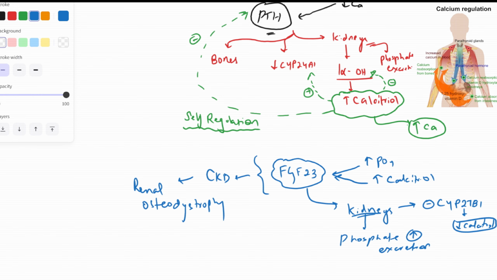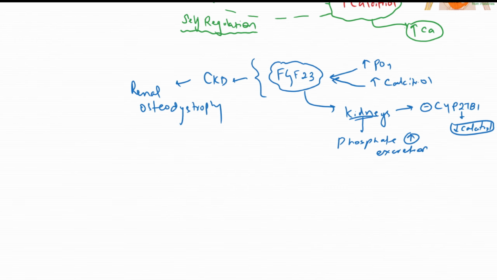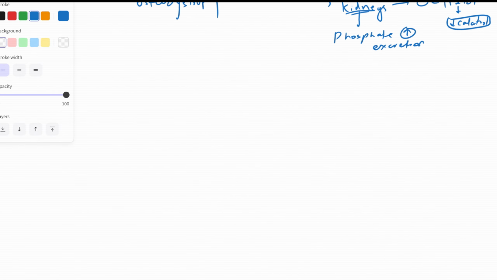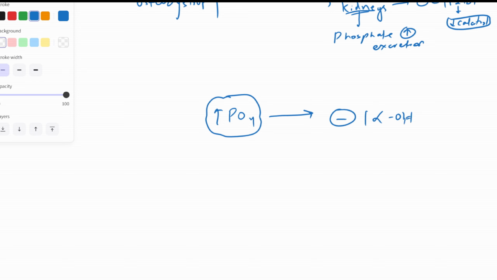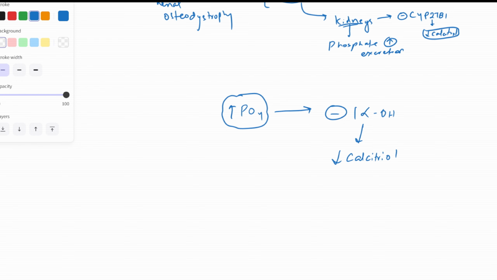Now, phosphate levels, let's just talk a bit about that. High phosphate levels can directly inhibit 1 alpha hydroxylase activity, independent of FGF23, which adds another layer of control to prevent excessive calcitriol production when phosphate is abundant. So, this intricate dance of hormones ensures that calcitriol levels are precisely tuned to meet the body's needs, preventing both deficiency and toxicity. It's a perfect example of biochemical jugaad to maintain physiological balance.